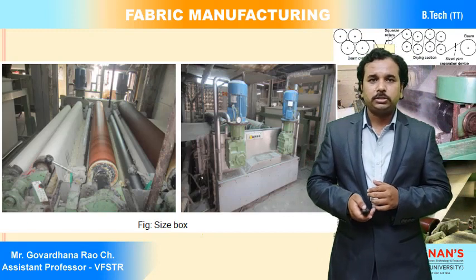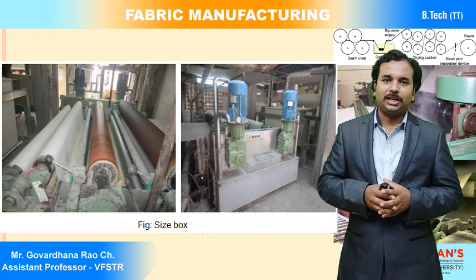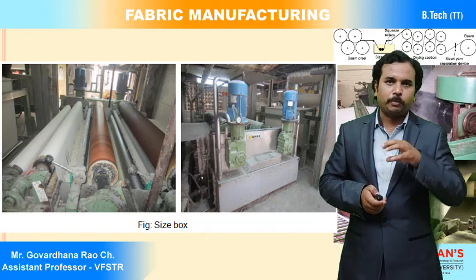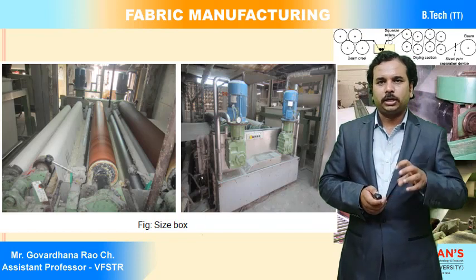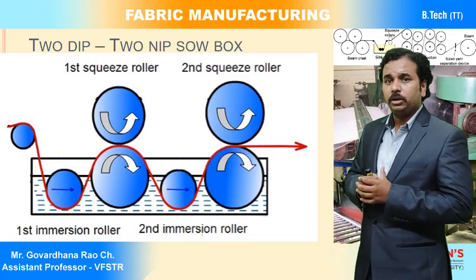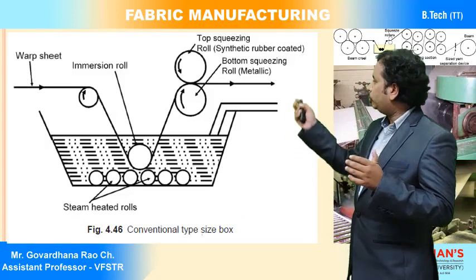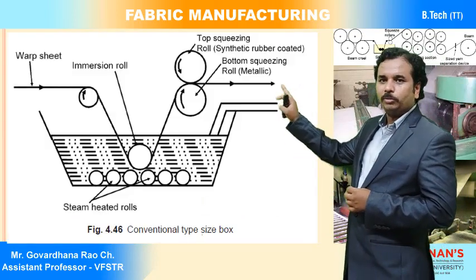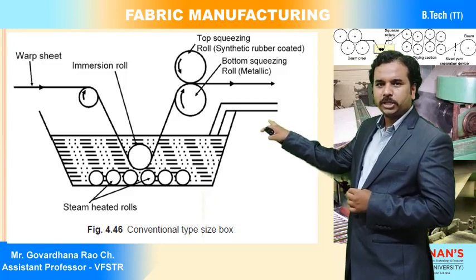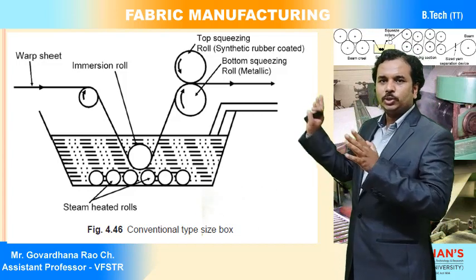Okay, and you can see what exactly the size box is having and how it looks in the sizing machine. And these are the control measures or motors in the size box and in the sizing area. And we have different types of size boxes. Where you can observe that there is one dip, nothing but one time we are immersing the warp sheet into the size paste and one time we are going to squeeze out. Okay, this is one type.